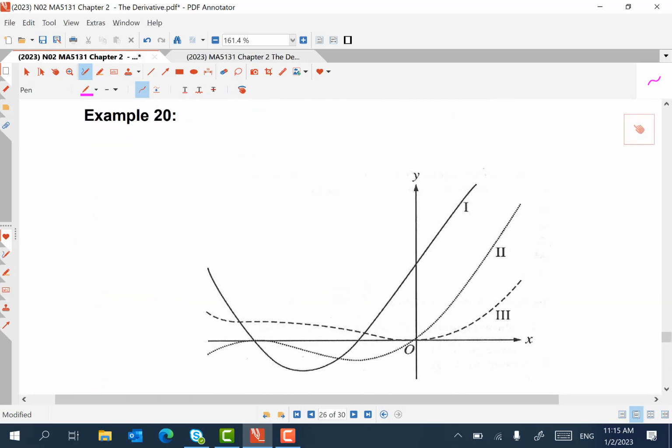Okay, number 20. There are 3 graphs given there. You have to identify which one is the graph of f(x), f prime, and f double prime.